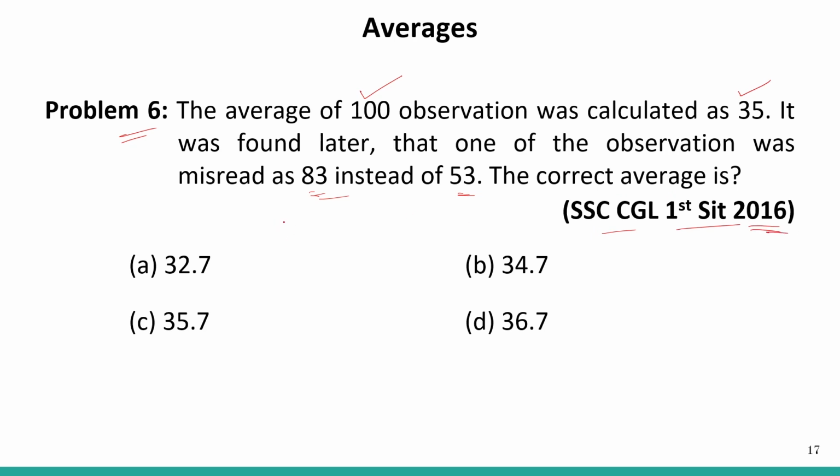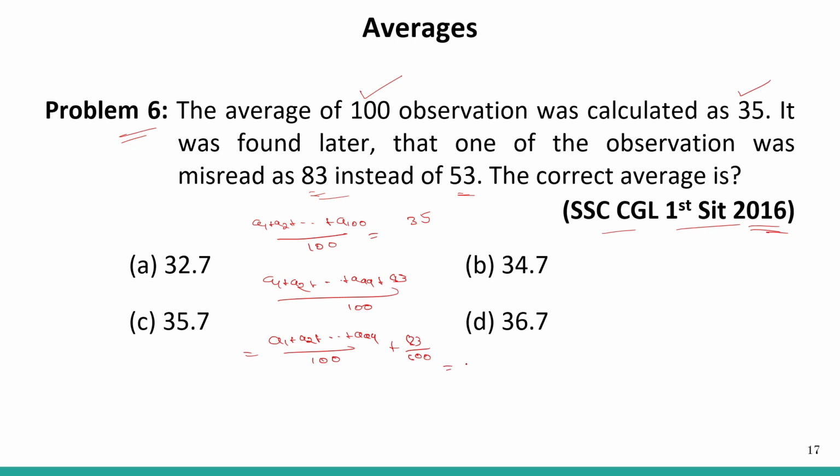Let's say you have 100 observations, A1 plus A2 plus up to A100, whole by 100. The average was found to be 35, right? But let's say the 100th observation was actually measured as 83 instead of 53. So let's write down 83 here. A1 plus A2 plus A99 plus 83 whole by 100, which is equal to A1 plus A2 plus A99 whole by 100 plus 83 by 100, equal to 35.